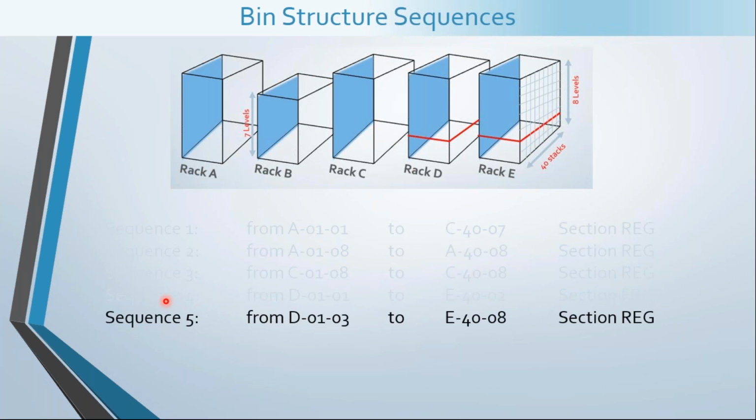And then finally we have the last sequence, which starts from D0103, meaning the bin somewhere here, and goes until E4008. So it will go to rack E, stack 40 and level 8. With these 5 sequences put together, we can cover all 1560 bins spread across these 5 racks, and we can also take care of assigning the bins to different sections. I hope the idea of how we define the sequences is clear. So with that idea, let's move on to the next slide.